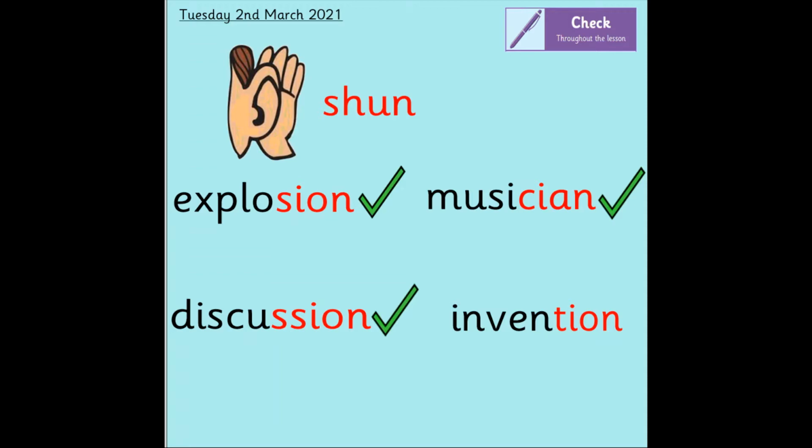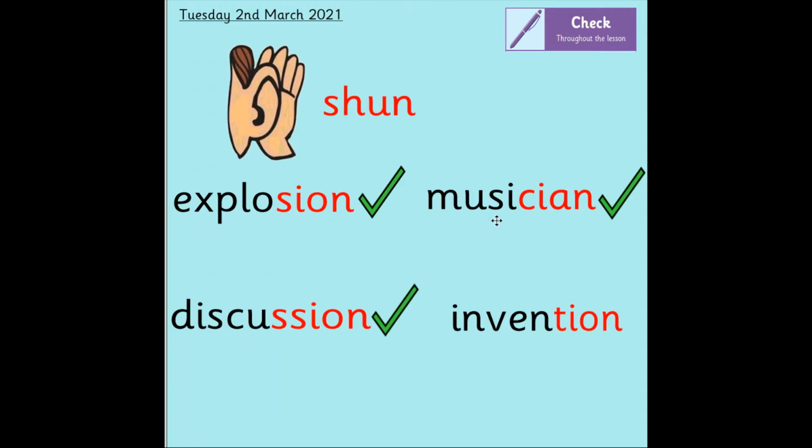Let's get started. So this week we are continuing to look at our shun suffix that sounds like sh, shun. We have looked at the way that this suffix can be spelt with the letters S-I-O-N, like in the word explosion. We have looked at the way this suffix can be spelt with S-S-I-O-N, like in the word discussion. And we have looked at the way that this suffix can be spelt with the letters C-I-A-N, like in musician.